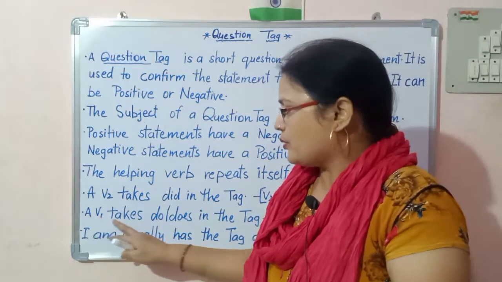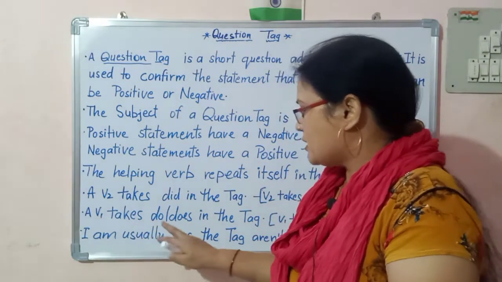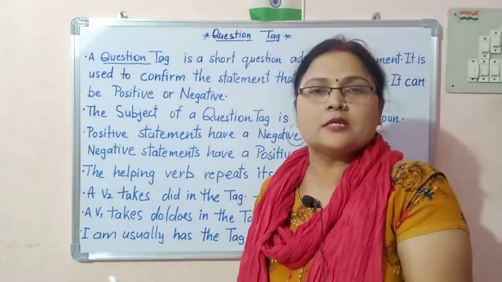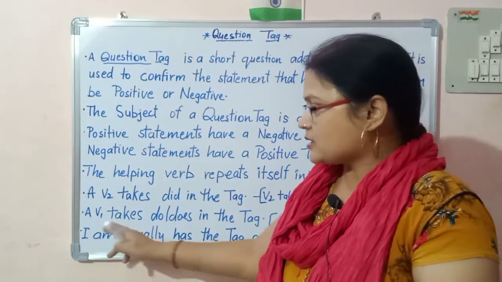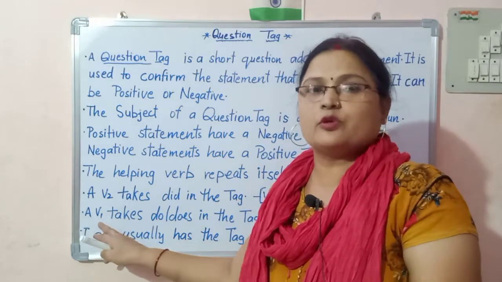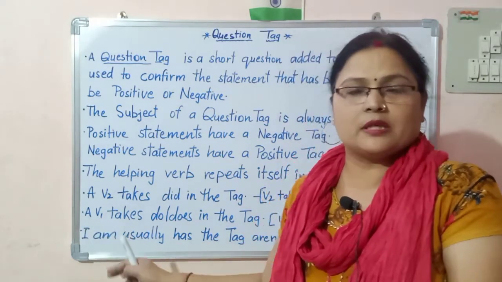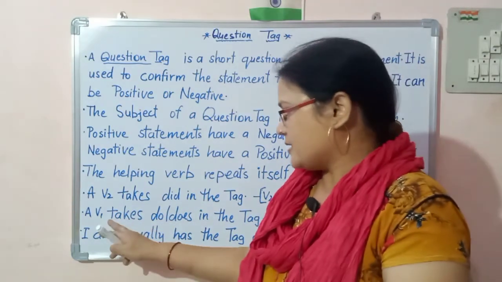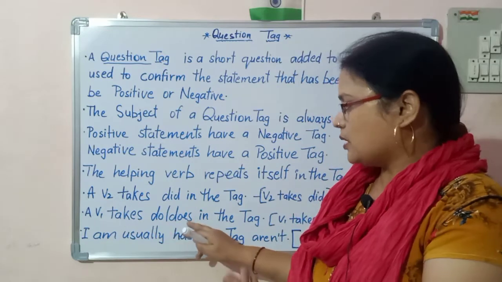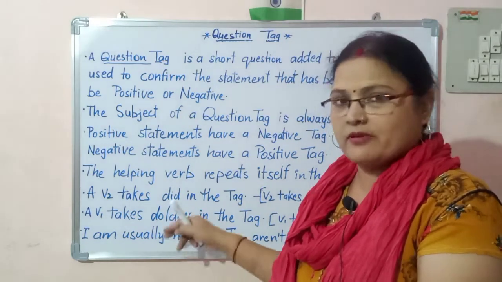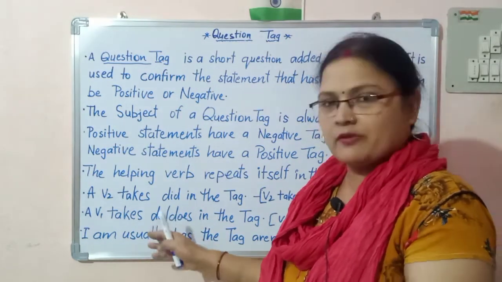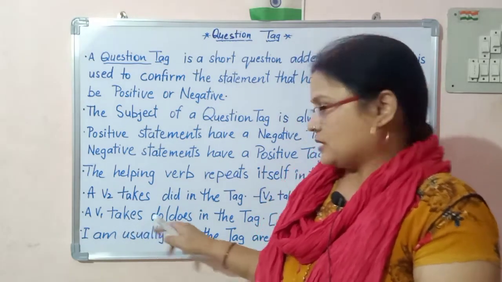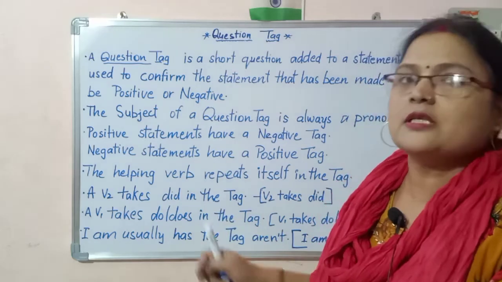V1 takes do or does in the tag. That means if your statement is in simple present, then we use V1, and we don't use any helping verb in affirmative sentences. So in that case we have to use do or does. I think everyone knows the do or does rule: do is for plurals and does we use for singulars.